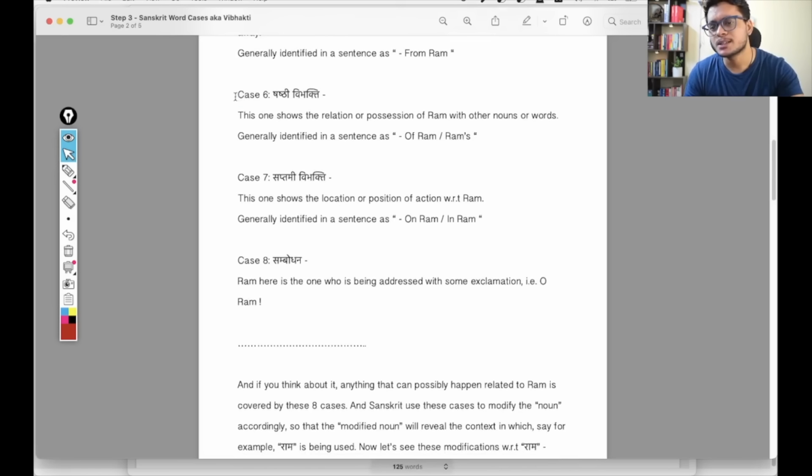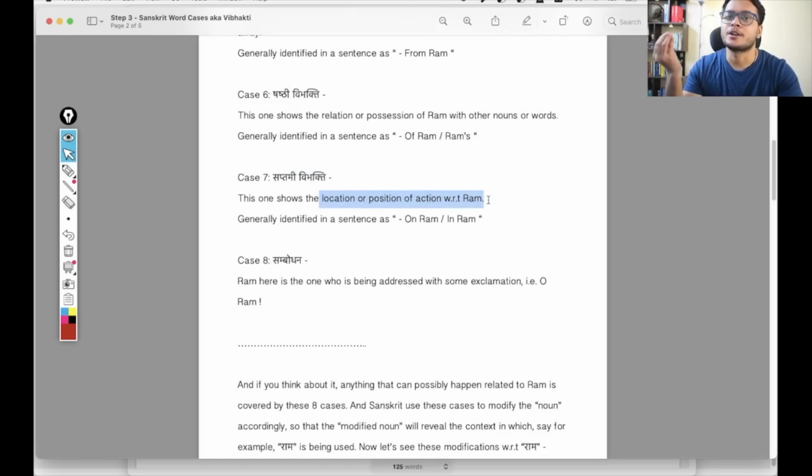Then you have case 6, Shashti Vibhakti. This one shows the relation or position with respect to our noun. So pen of who, chair of who, father of who, so of, Rams. So whenever this is the sense you want to convey, you put the noun in sixth case. Then you have seventh case, Saptami Vibhakti. Whenever you want to show the location or position of action with respect to Ram.